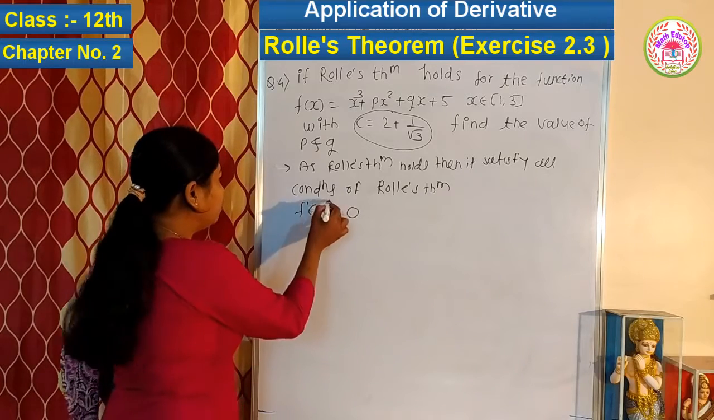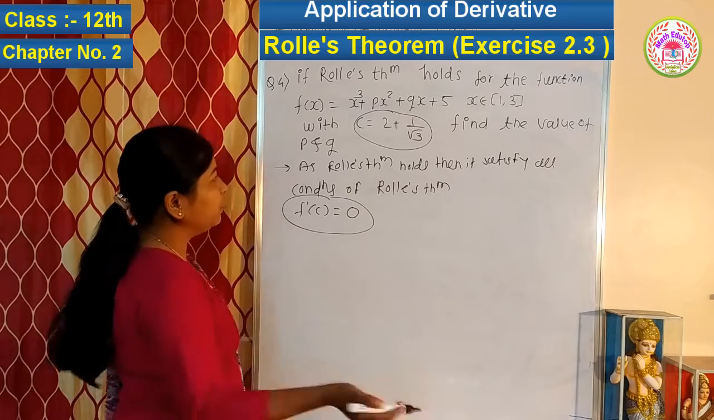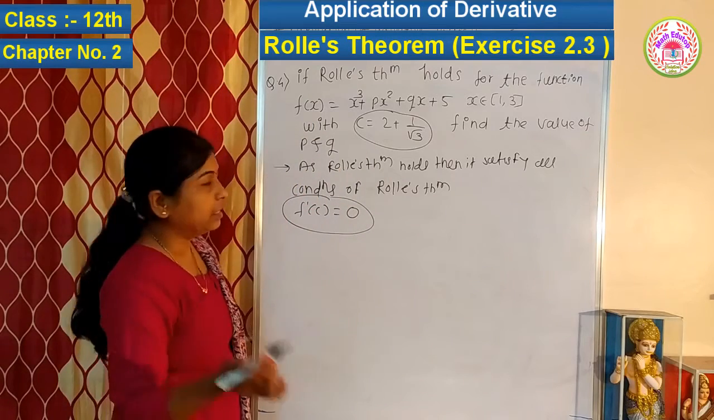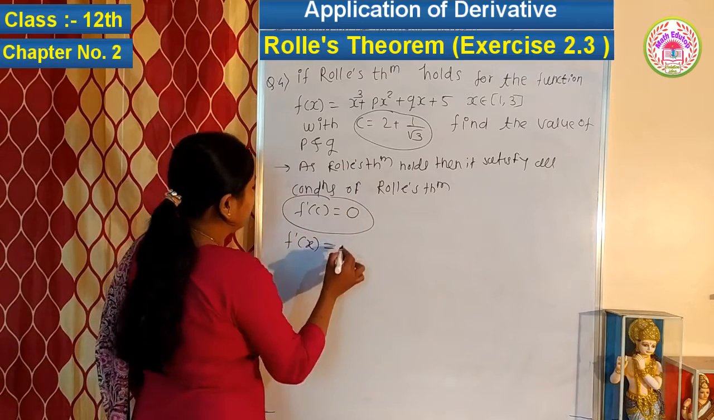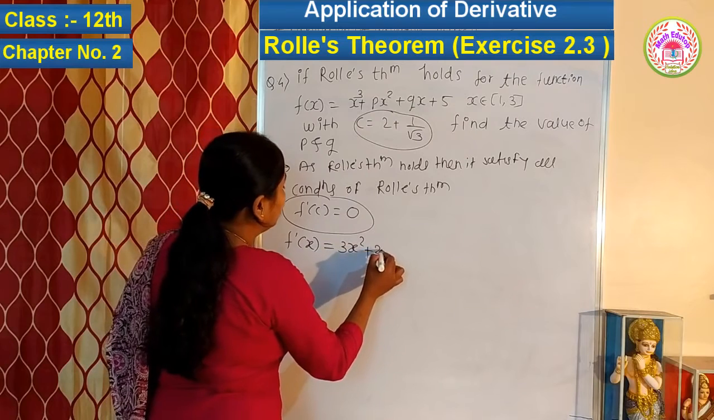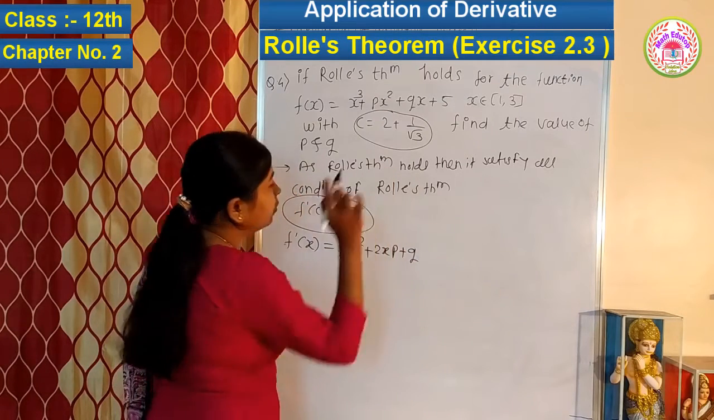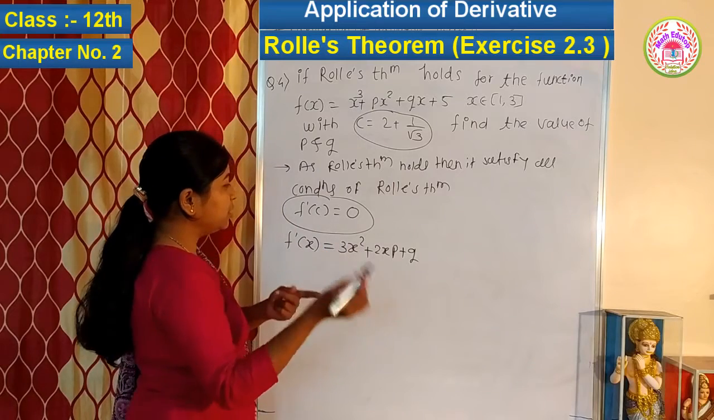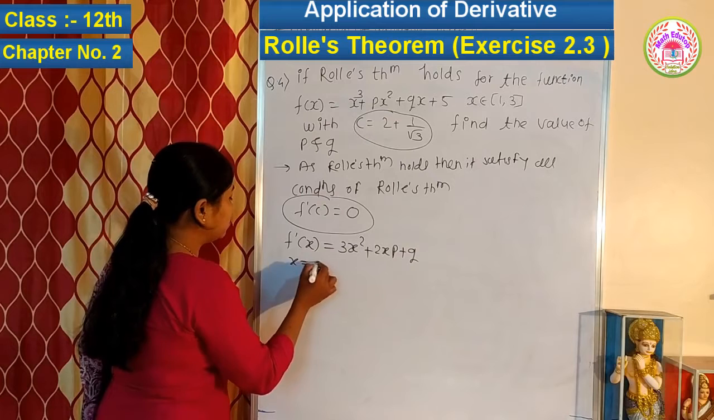So we just have to use the statement f dash of c is equal to 0, because the value of c is provided. Then the derivative of f of x is directly 3x square. Here p is a constant, the derivative of x square is 2x, so that is 2xp. Next, the derivative of qx is q, and the derivative of the constant 5 is 0. Then f dash of c is 0, so we substitute x is equal to c.